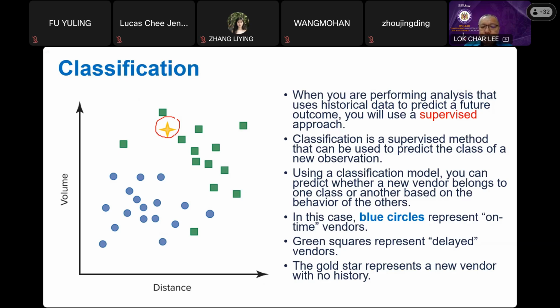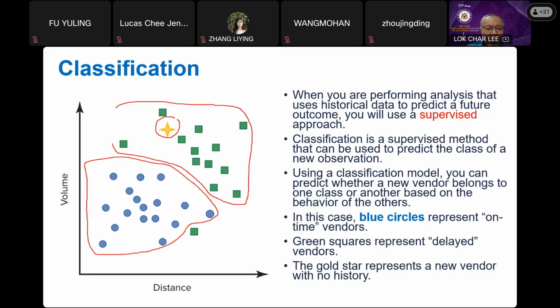On time or delay? Okay, what is delay? Blue circle is on time. This cluster, this one, are all on time. This cluster are all delayed. So do you think the gold star is delayed or on time? Just look at the cluster. So this basically is the classification model.